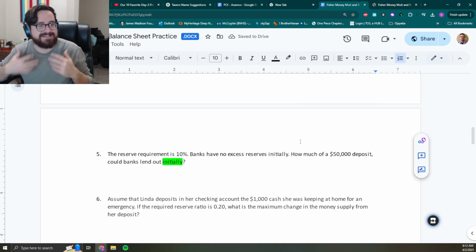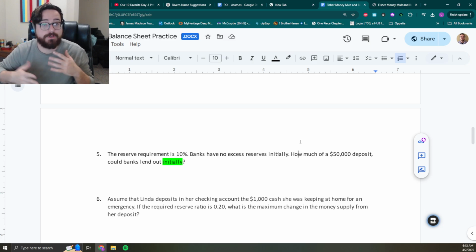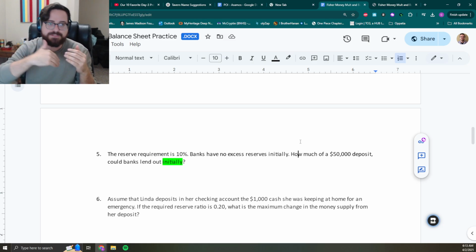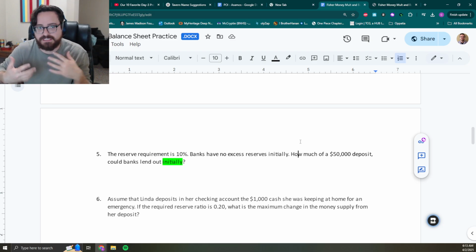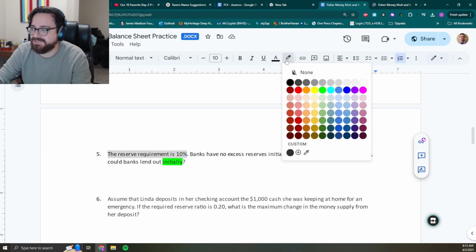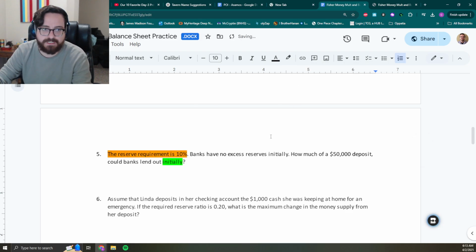The multiplier effect takes place over a long period of time because money gets loaned out, deposited, loaned out, deposited, loaned out, deposited. That process can take some time to happen. If it's just asking initially, it's just asking how much money the bank can literally loan out of that deposit. And I know that percentage-wise. Remember, reserve requirement's 10%. Okay, so I know the bank has to hold on to 10% of the deposit.